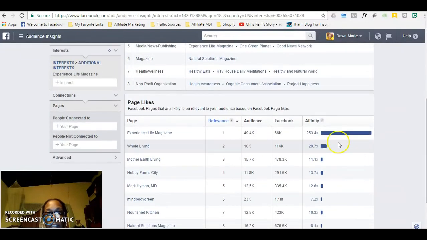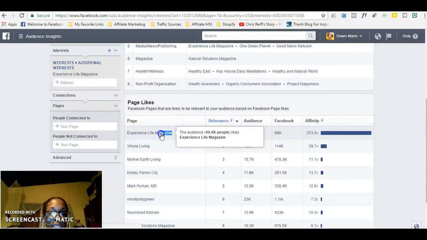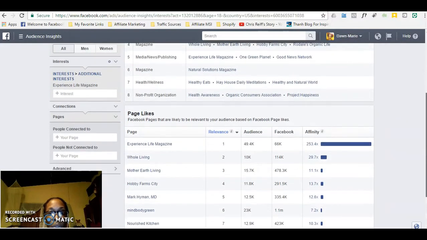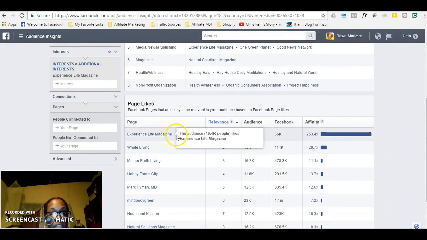And you can also see that it has a very high affinity. So the higher the affinity, the more likely it is that these people are going to convert when you create Facebook ads to target these type of people who are interested in Experience Life magazine. Now, what I would normally do is if I was in the weight loss niche, I would make a note of this page. I will make a note of the affinity, and I would also make a note of the audience size. You can also find out more interests when you can copy.